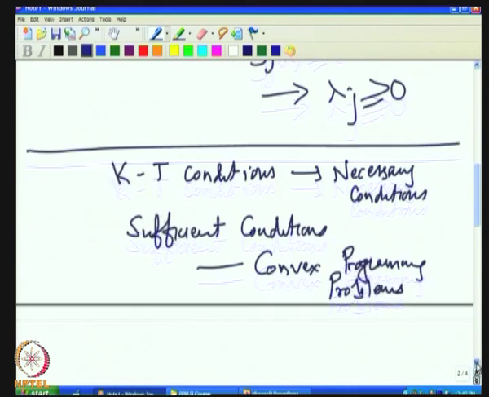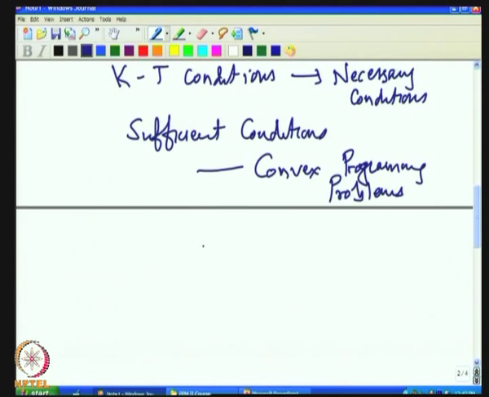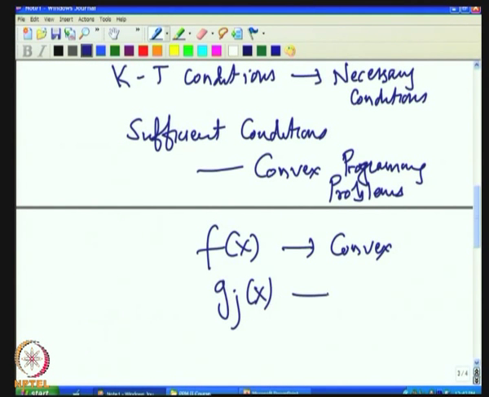That is, you are looking for a minimization of the function, where f of x is a convex function, your objective function is a convex function, and all your constraint functions g j of x are convex functions. Such problems are called convex programming problems.